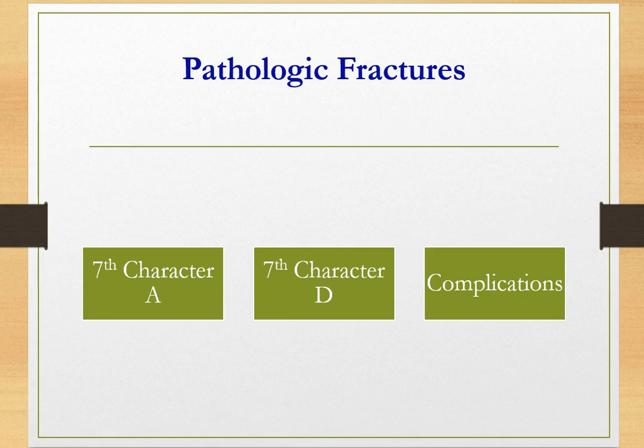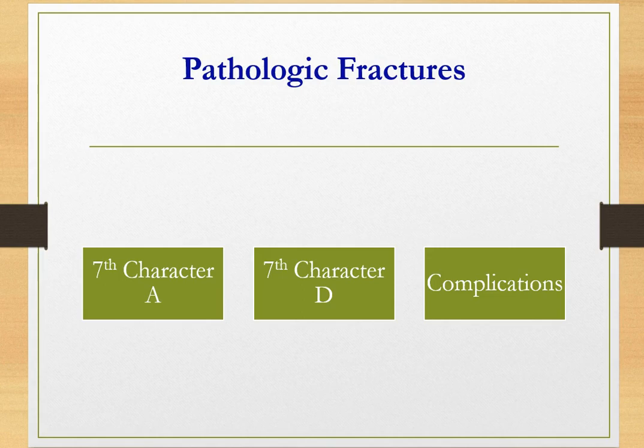First, the 7th character A. This particular 7th character is utilized as long as the patient is receiving active treatment for the fracture. Key word, guys, active treatment. While the patient may be seen by a new or different provider over the course of the treatment for this pathological fracture, assignment of the 7th character is based upon, what word, guys? Yes, active treatment, and not whether the provider is seeing the patient for the first time.